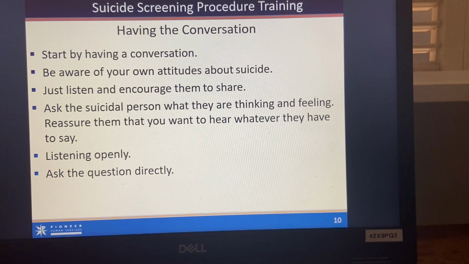We also need to be aware of our own attitude about suicide. We have all gained throughout the years morals and values and beliefs about suicide. And we need to be careful that when we are talking with individuals about their feelings and their thoughts, we are aware of our attitudes about suicide, and that those attitudes are not being expressed in either a verbal or nonverbal way to a client.